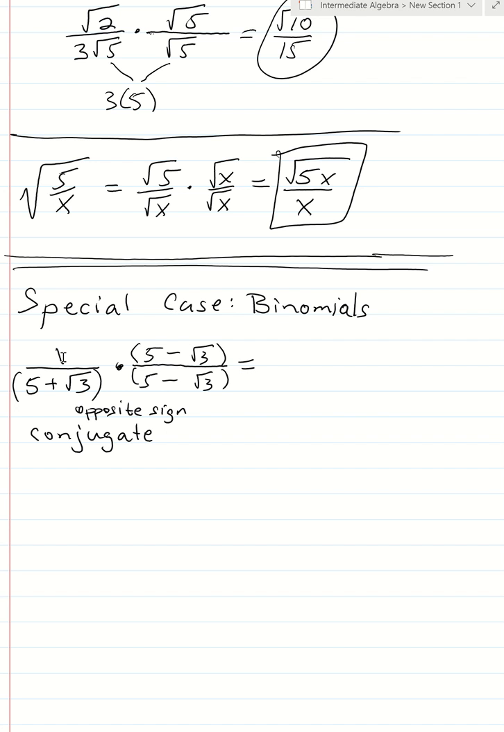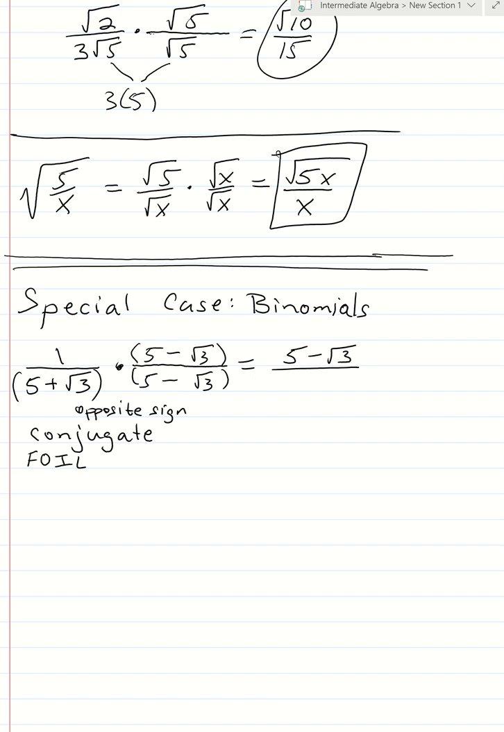When I multiply the 1 times the 5 minus the square root of 3 in the numerator, we get just that, 5 minus the square root of 3. Now, here in the denominator, I have a binomial times a binomial. So what we're going to have to do is we will have to FOIL the conjugates. We're going to have to multiply these conjugate pairs together.